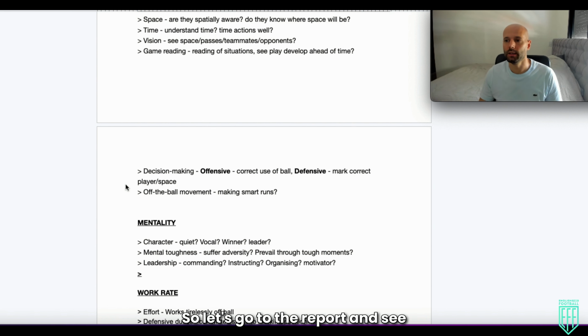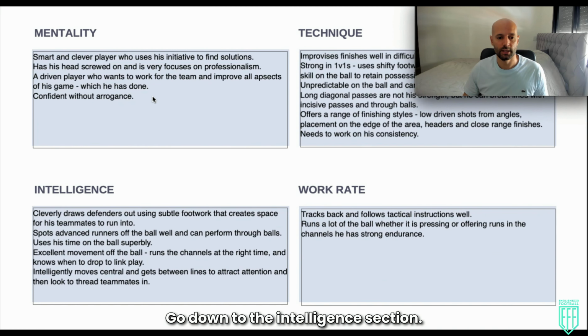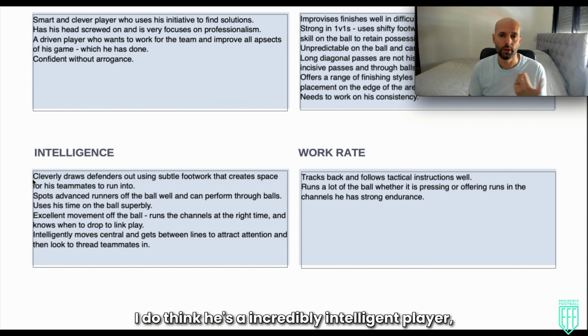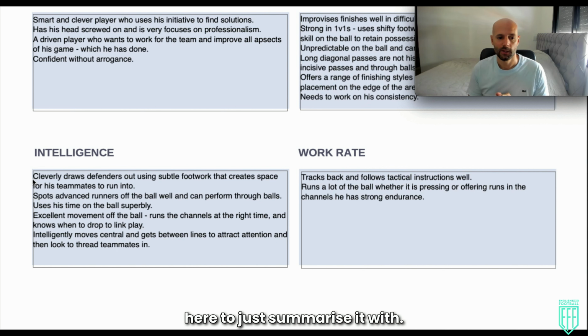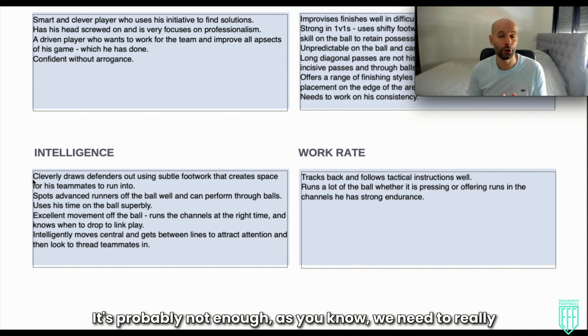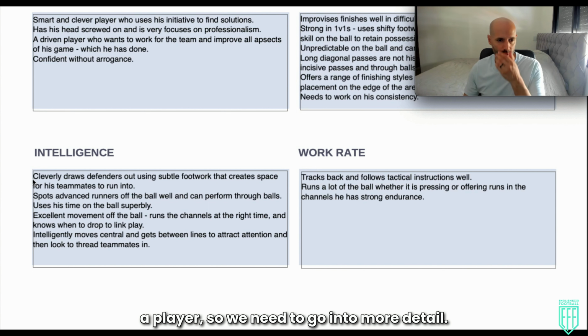So let's go to the report and see how you can use some of these elements. And go down to the intelligence section. As you can see, I've written quite a lot here about Joao Pedro. I do think he's an incredibly intelligent player, which is why I've added quite a lot here. To just summarize it with "he's an intelligent player because he does this" is probably not enough. As you know, we need to really show all the positive elements and negative elements of a player. So we need to go into more detail.